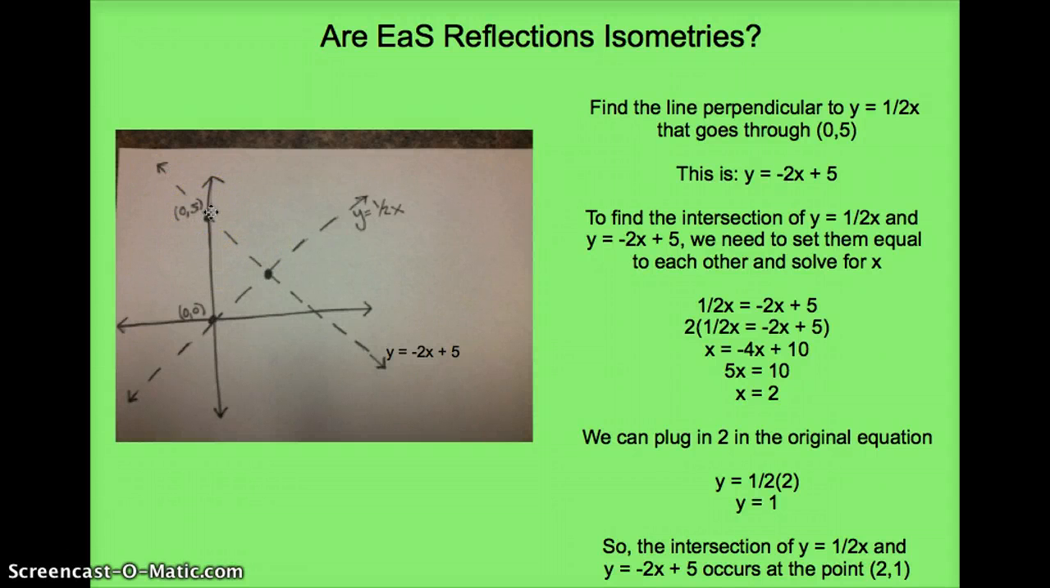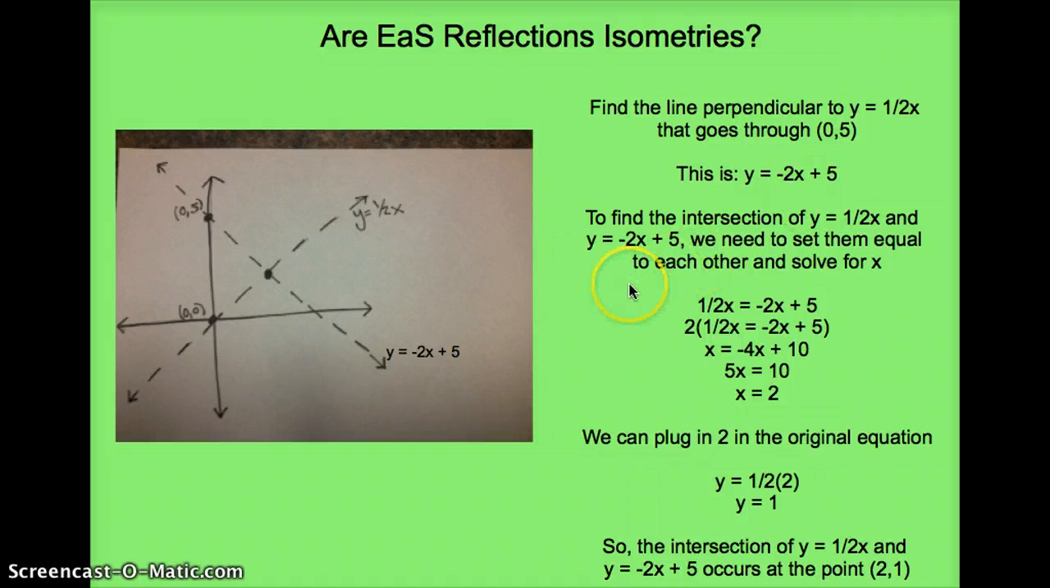So we need to find the opposite reciprocal of this and make sure that it goes through (0, 5). So this would be y equals negative 2x because that's the opposite reciprocal of 1/2 x, and then because we need a y-intercept, that's going to be 5. So y equals negative 2x plus 5.